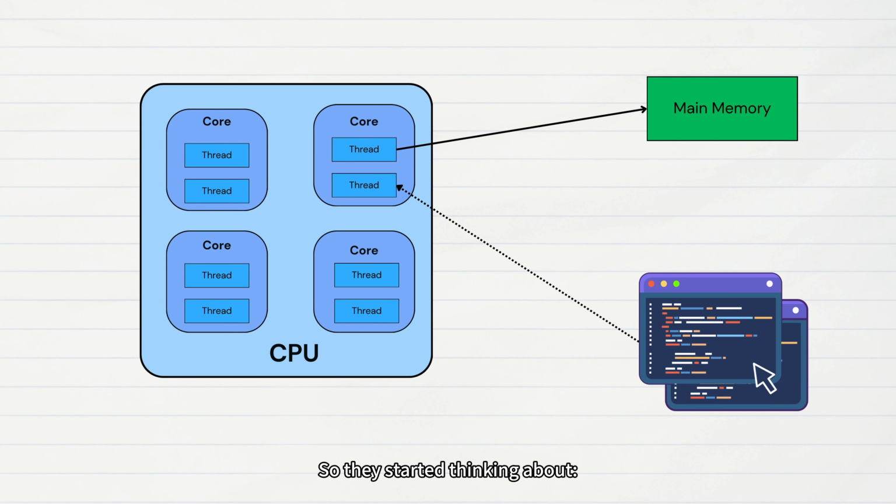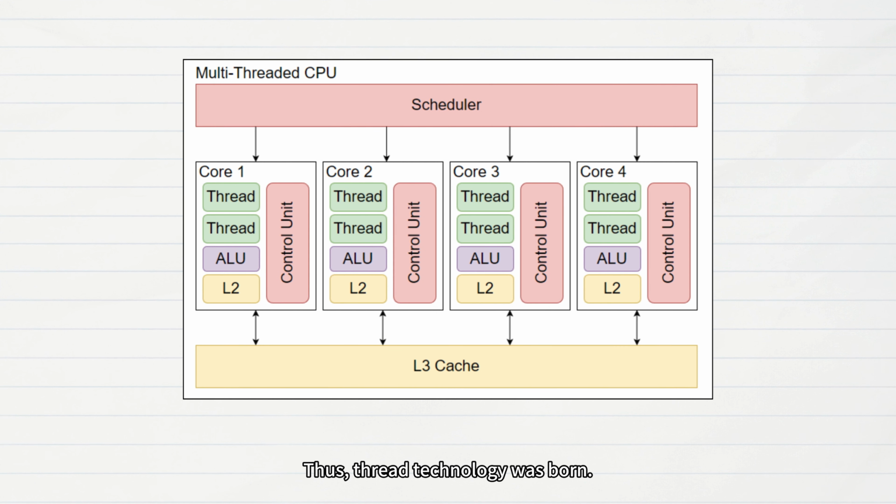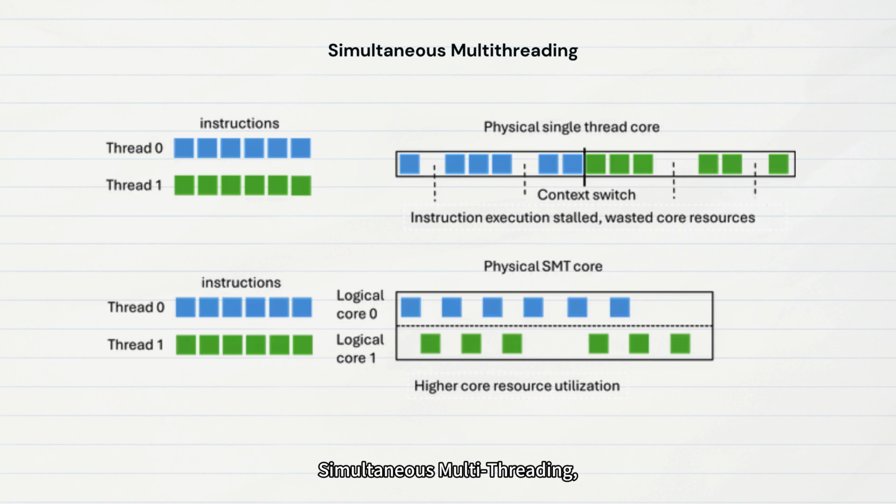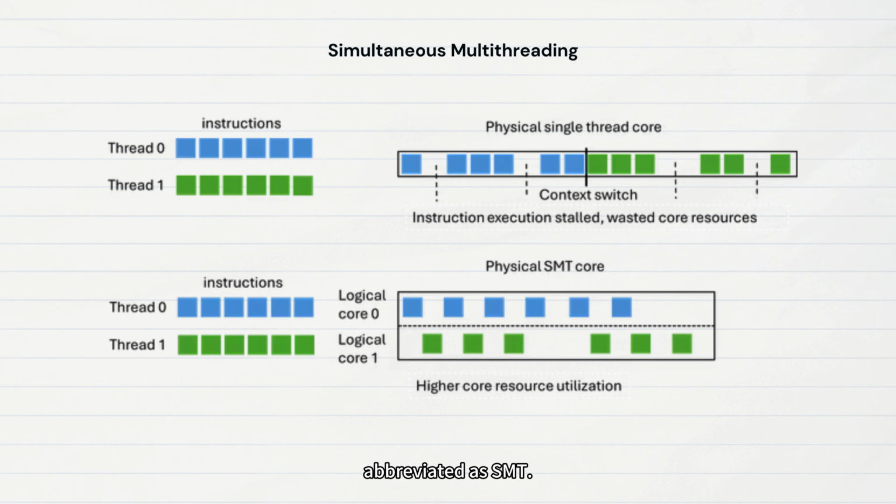So they started thinking about a question. If one program is waiting for data, could we let another program come in and work during that time? If this can be done, would CPU utilization increase? Thus, thread technology was born. More precisely, modern processors use a technology called Simultaneous Multithreading, abbreviated as SMT. Intel calls it hyperthreading, AMD simply calls it SMT. Different names, but the principle is basically the same.